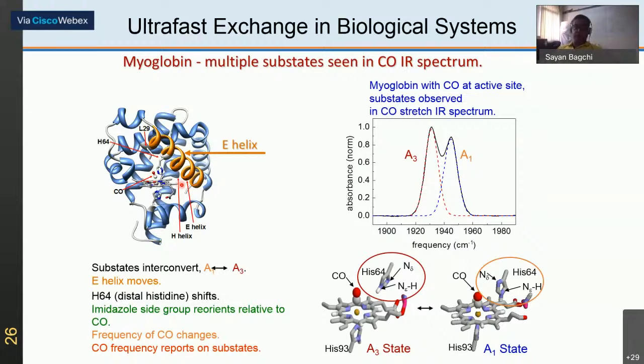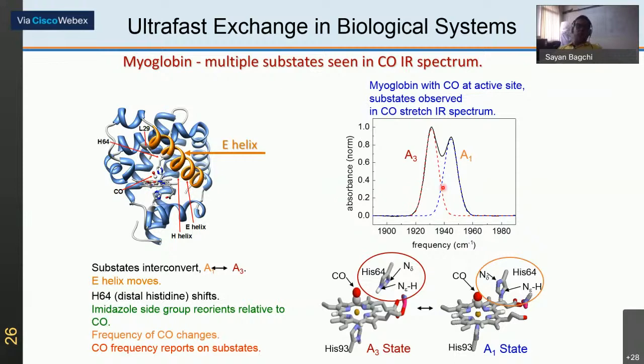Funny thing is, it doesn't happen in myoglobin alone. However, if you make a single mutation or two mutations to myoglobin, that means you change one amino acid or two amino acids in the active site, immediately this kind of motion becomes faster. In wild type myoglobin you have one peak, which is A1, and then you have both A1 and A3. That means two states, because of motion: one is occluding the carbon monoxide, one is carbon monoxide exposed. Because this is moving, there's an imidazole group which reorients relative to this carbon monoxide, so the frequency changes.